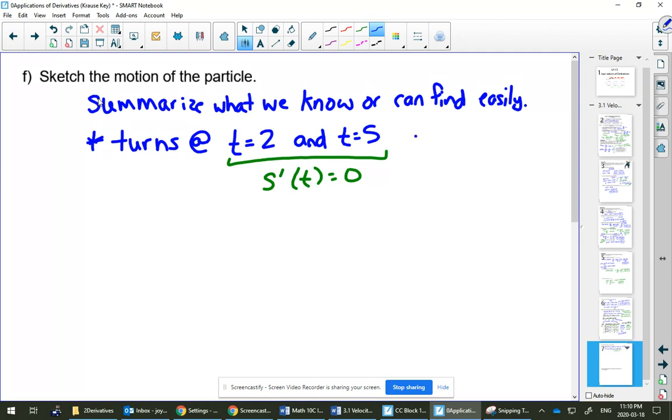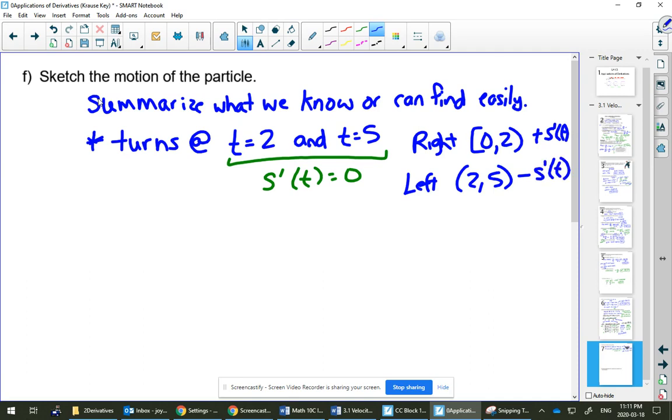We know that the particle is moving to the right between 0 and 2, meaning it has a positive velocity. It's moving to the left between points 2 and 5, so that would mean it has a negative velocity. And it's moving to the right again as time is greater than 5. And again, positive velocity.